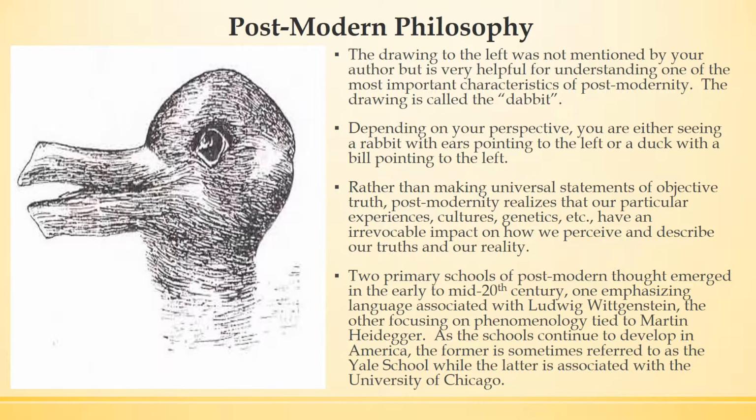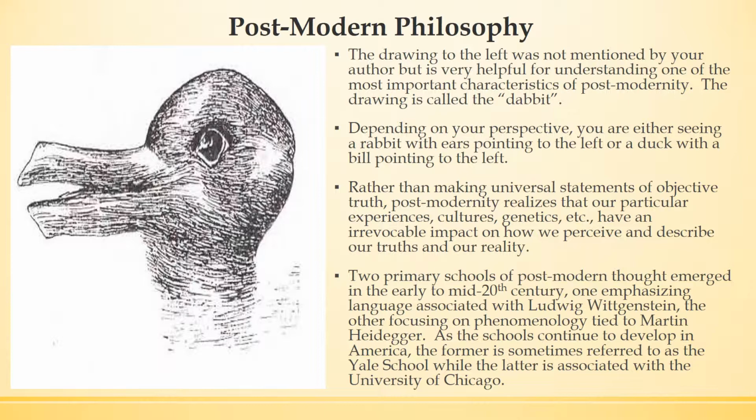Postmodernity thinks that the modern age or the Enlightenment was rather naive in supposing that we could make universal statements that are true for everyone, everywhere, about what objective truth is. Instead, postmodernity recognizes that we all have particular experiences, cultures, genetic makeup, and other things that have an irrevocable impact on how we perceive and describe our truth and our reality. Postmodernity, I think you can hear, is much more subjective than modernity or the Enlightenment.